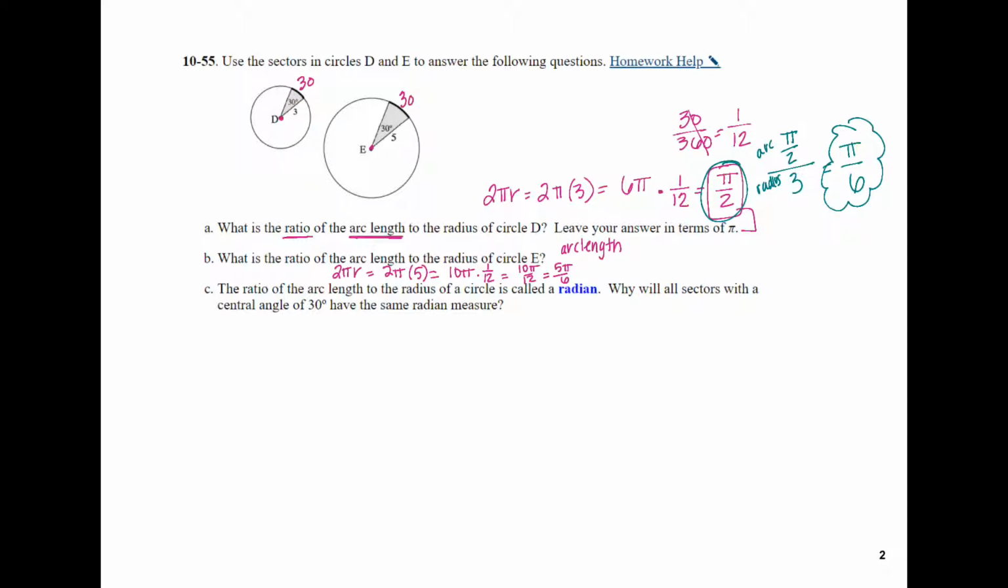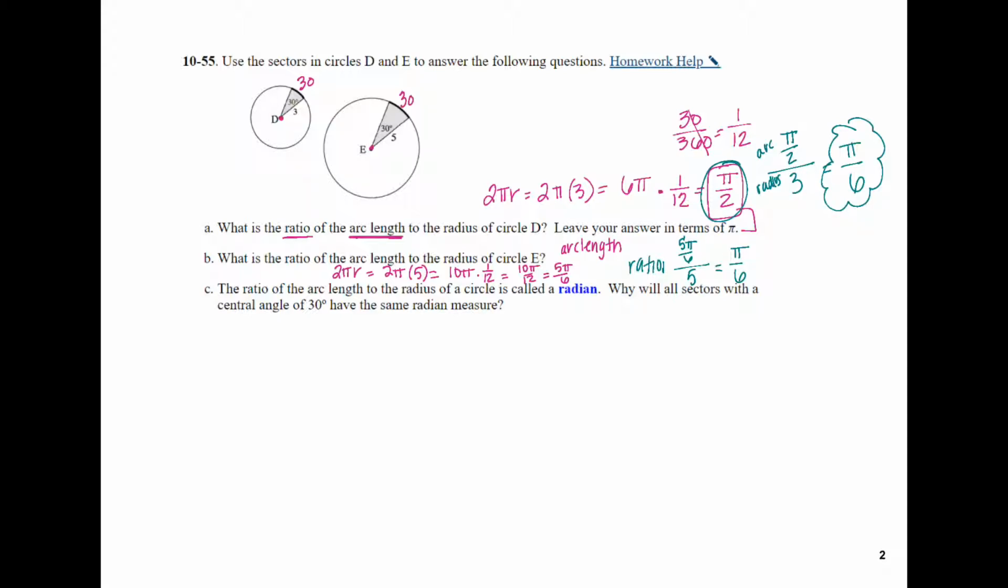We then need to compare that to the radius, so we want to form the ratio. So we're going to take the arc length of 5 pi over 6 and divide that by the radius, which is 5, which simplifies to pi over 6. The ratio of the arc length to the radius of the circle is called a radian. Why will all sectors with a central angle of 30 degrees have the same radian measures?